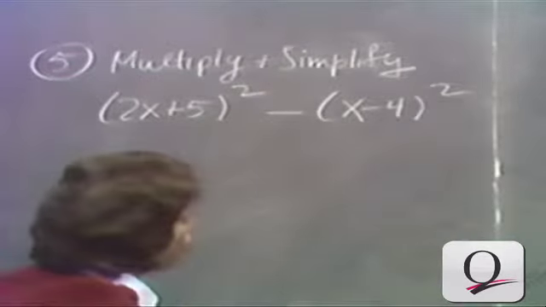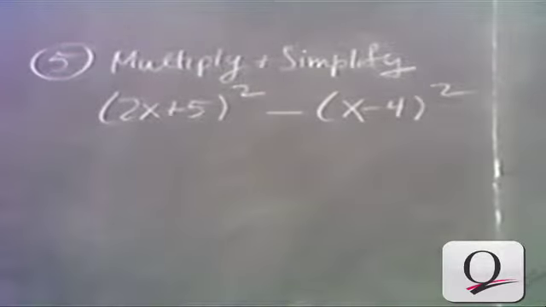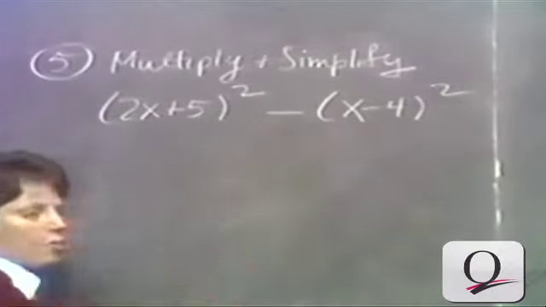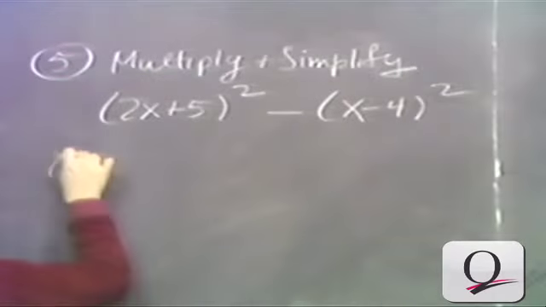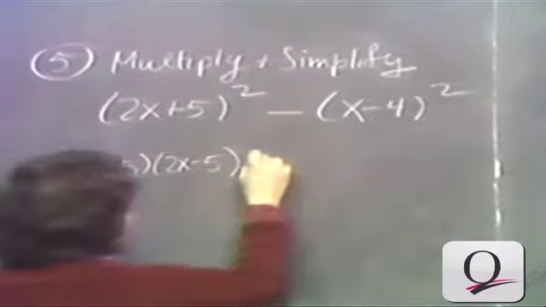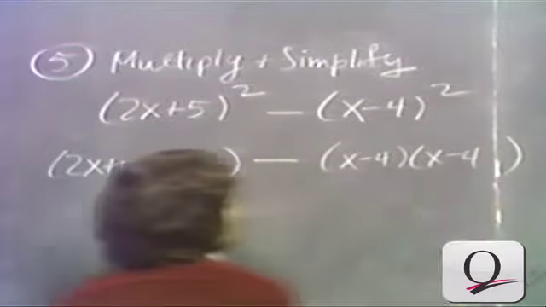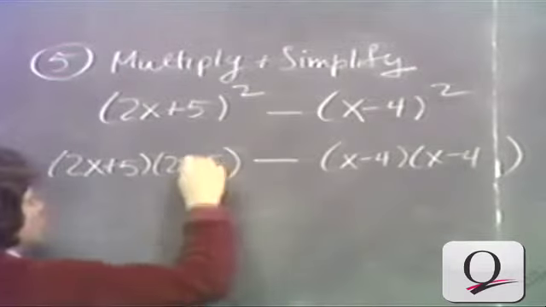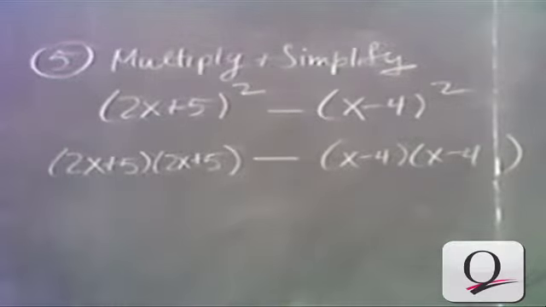Okay, do not start by saying, well, this is like a minus 1, and I'm going to distribute it through the parentheses. Order of operations prevails, and this power, which is a type of multiplication, is going to occur before this subtraction. Okay, so it's (2x + 5)(2x + 5), then subtract the product (x − 4)(x − 4).